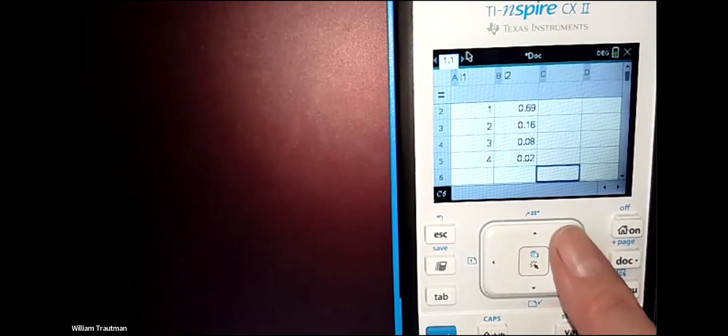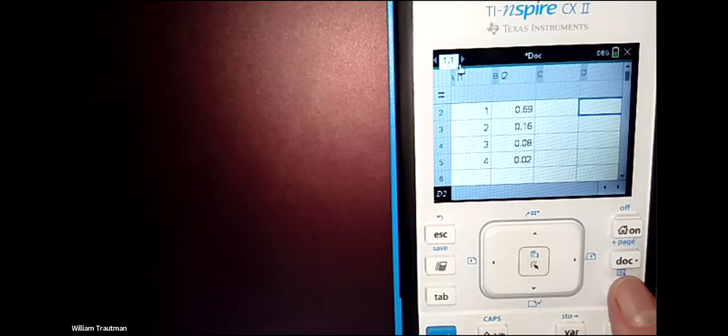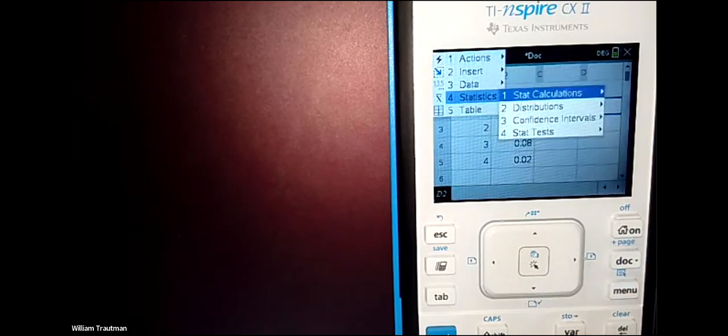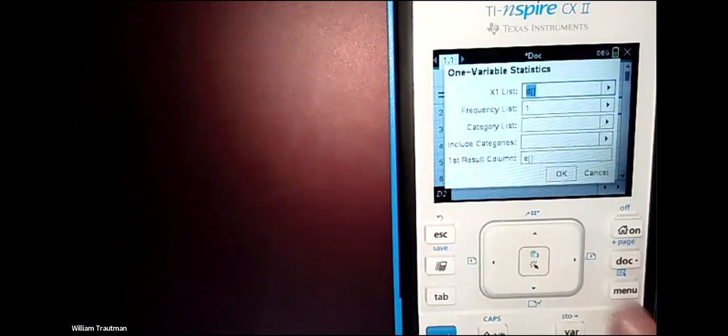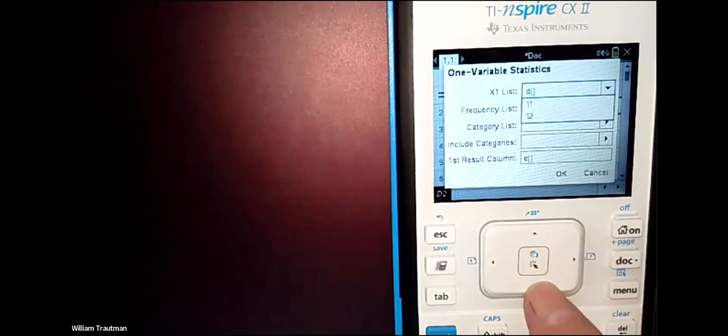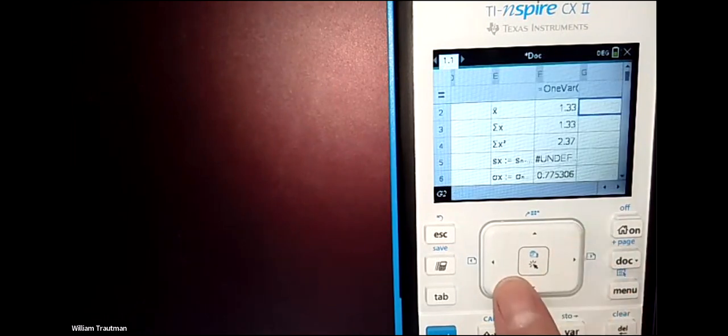We're going to arrow over to the right somewhere, and menu 4, 1, 1. I keep on saying 441. It's 411. Hit enter here. You only want one list. We're putting L1 here, and in frequency list, we're putting L2. Then we hit OK, and there's our average, 1.33.